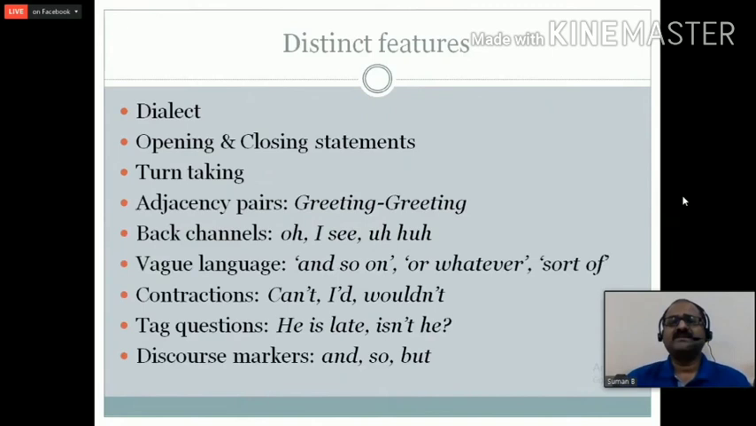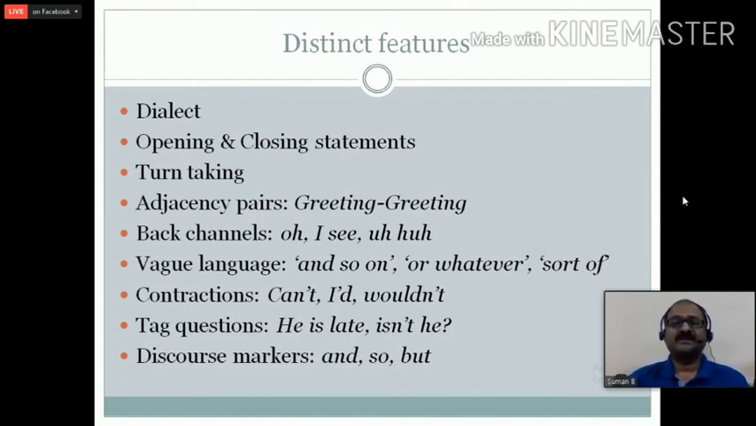And lastly, these are some distinct features. There are some other distinct features which make the spoken variety different. Dialect, for example, we've already discussed. It is the distinctive way of grammar, pronunciation or speech, which can change for one language from place to place. And opening and closing: spoken English normally has separate structures for opening and closing statements.